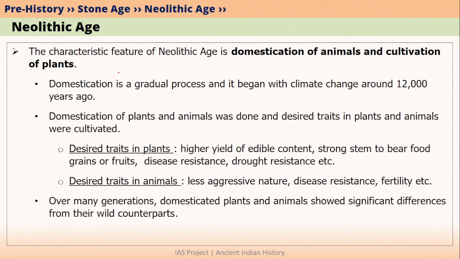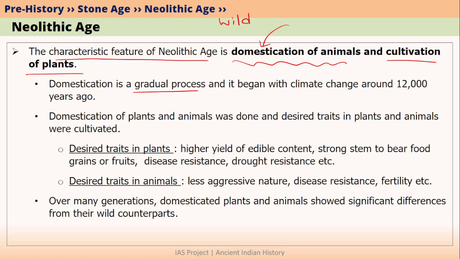Let's talk more about Neolithic age. The characteristic feature of Neolithic age was that these people did domestication of animals as well as cultivation of plants. What do we mean by domestication? Domestication is basically a gradual process. In domestication, what happens is you take wild animals and plants and then you grow them or rear them. After growing them or rearing them, these wild animals and plants become domesticated. And this process is basically called as domestication.